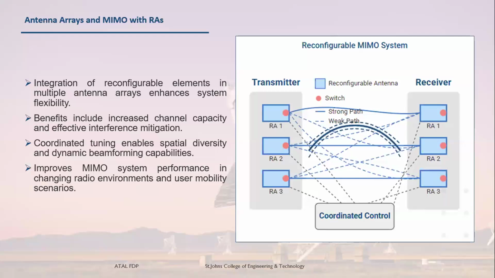Here, I can use my reconfigurable antennas. MIMO is multiple input, multiple output systems. These things can be reconfigured. MIMO antennas are especially used to address fading.